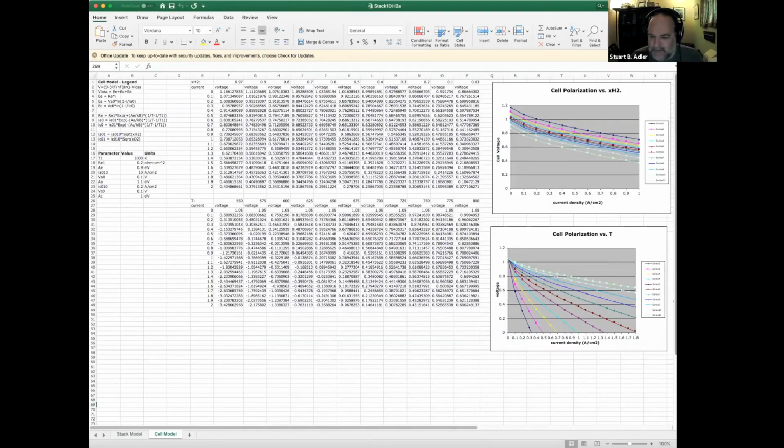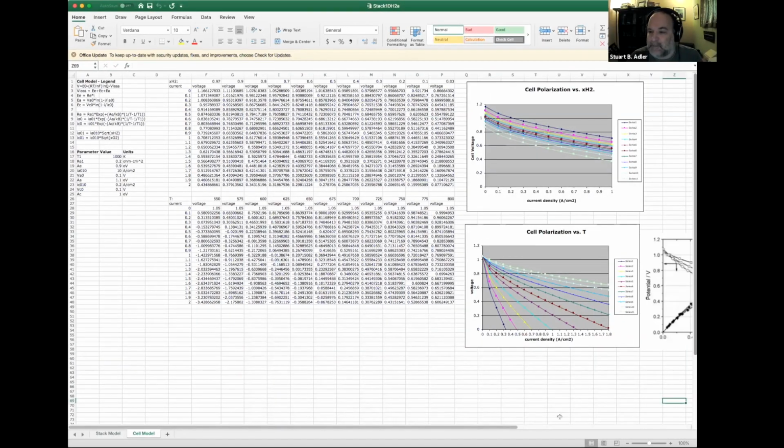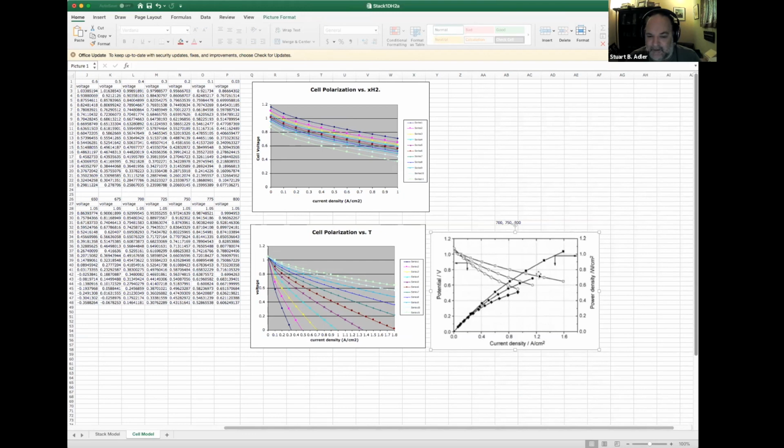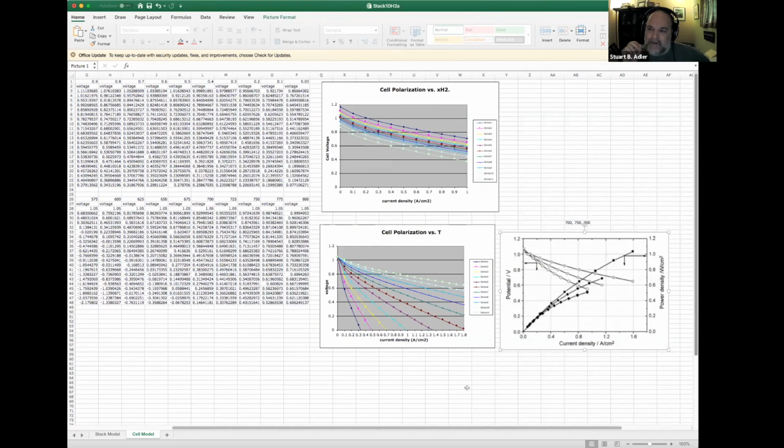I talked last time about some of the contributions to behavior in cells. We have ohmic resistance, we have electrode overpotentials, we potentially also have mass transfer effects. What I have here is the result of some curve fitting. I've taken the data and I fit it to a bunch of terms. There's a measured temperature dependence for the ohmic resistance, for the kinetic coefficients for the anode and cathode.